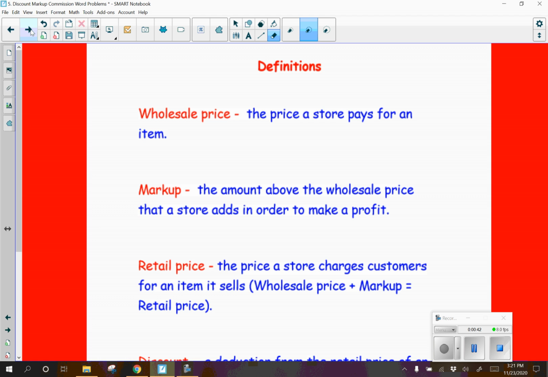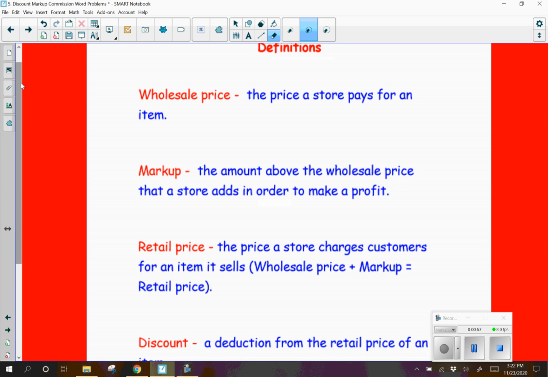Well, your markup is going to be how much money they up that price from the wholesale price. So if the wholesale price is $100, then the markup would be $75, and that would give you your retail price, which is what they're going to sell it for, $175. So the wholesale price would be $100, your markup would be $75, and the retail price would be $175. So that's your wholesale price plus your markup.